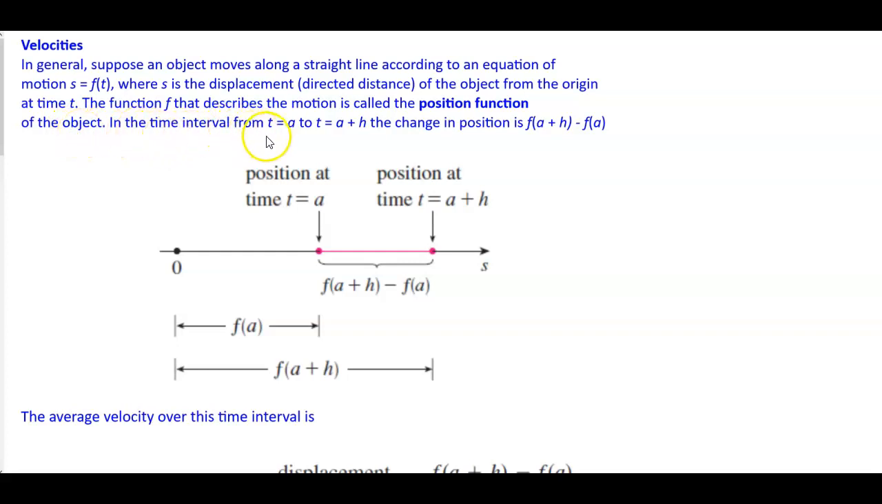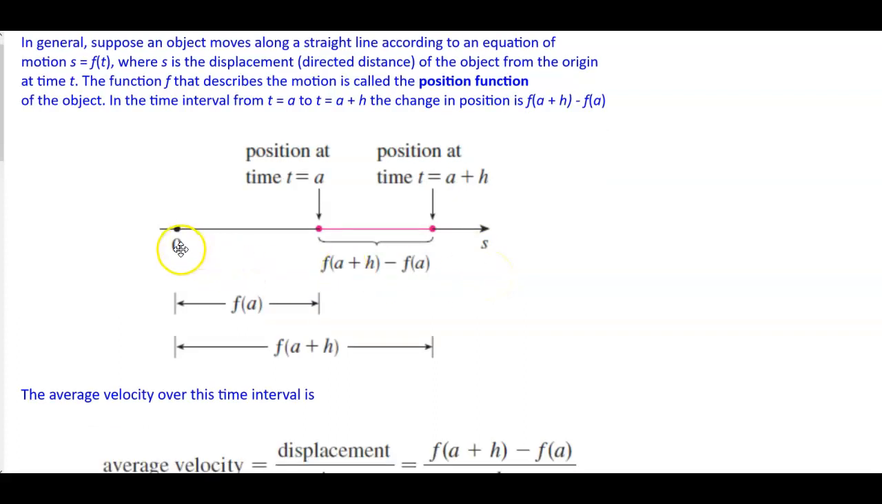In the time interval from t is equal to a to t is equal to a plus h, the change in position is f of a plus h minus f of a. So here we can see the position at time t is equal to a as it's moving along from the origin. So here's the position at time a, and as it moves to this part, it's going to be the position at time t is equal to a plus h, where 0 to s is the directed distance. So from 0 to point A is f of a, and from 0 to this point, a plus h is f of a plus h.